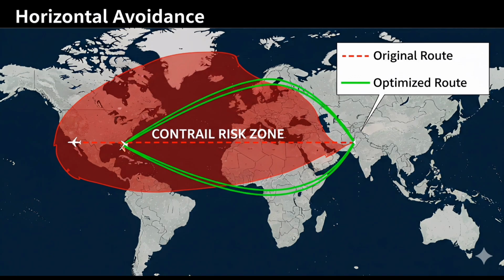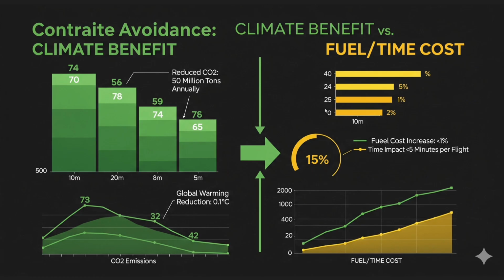Now let me tell you how our horizontal avoidance works. If the dangerous layer is very deep, the plane must go around it. This means changing the flight path, literally flying a few miles left or right to avoid a large persistent contrail area. This uses more fuel and adds time, which is why optimization is critical. Okay, finding the optimal route is the core challenge. How do we achieve maximum climate benefit while minimizing the cost in fuel and time? This is exactly where our project, Clear Sky, steps in.